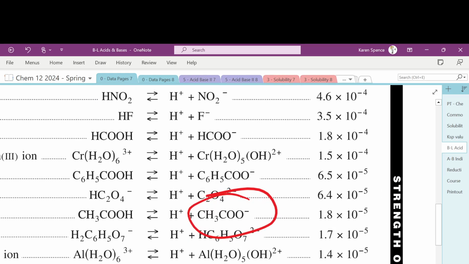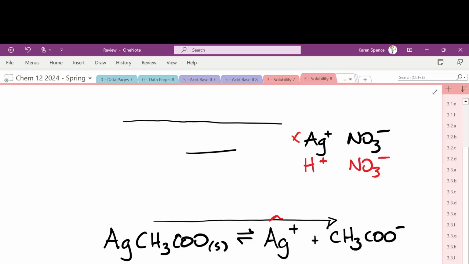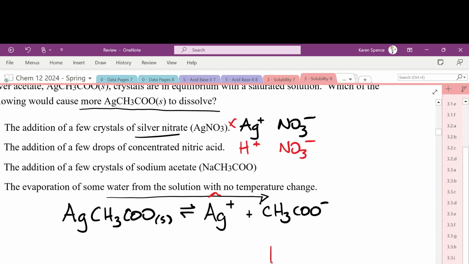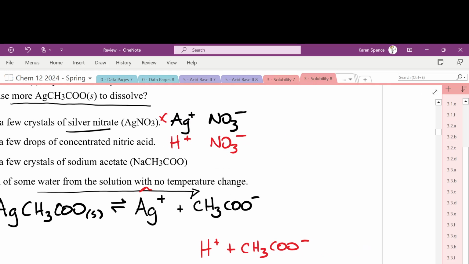What is acetate? Acetate is the conjugate base of a weak acid, so can it accept hydrogen ions? It's a weak base. Can it accept hydrogen ions? Yes. Okay. So you would have H plus and CH3COO minus reacts to give you CH3COOH, which causes this to decrease, which will cause it to shift to the right.